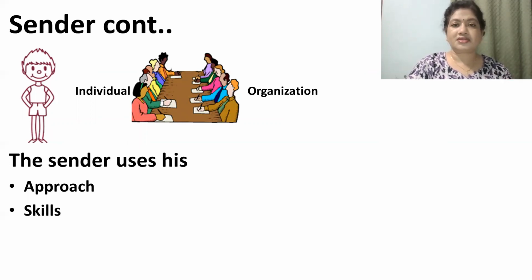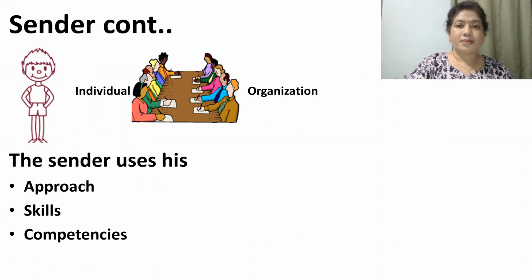He uses his skills. Skills for what? So that the other person understands what you are trying to tell. Then competencies, whatever skills and competencies that you have, you use that and send the message. There are people who send the message with symbols also. When you like a message, you put a smiley, right? That's a symbol. Okay.